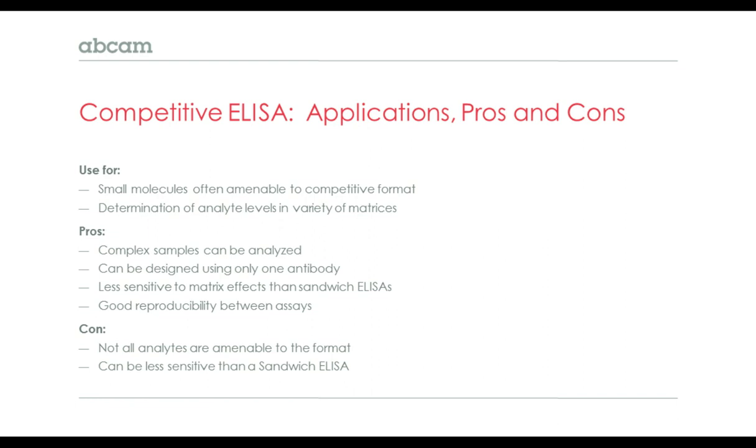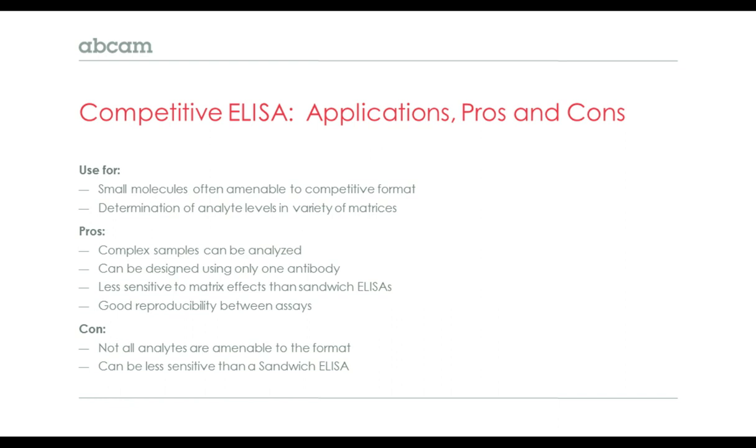This type of format is very commonly used for small molecules, and because you can pull the analyte away from its surrounding matrix, you can use a number of different matrices that will more cleanly wash and yield a signal. Therefore, more complex samples can be done. Again, you only need to have one antibody for this. It's less sensitive to the matrix effect than, for instance, sandwich ELISAs, because you can more cleanly pull the analyte out, and you also develop good reproducibility.